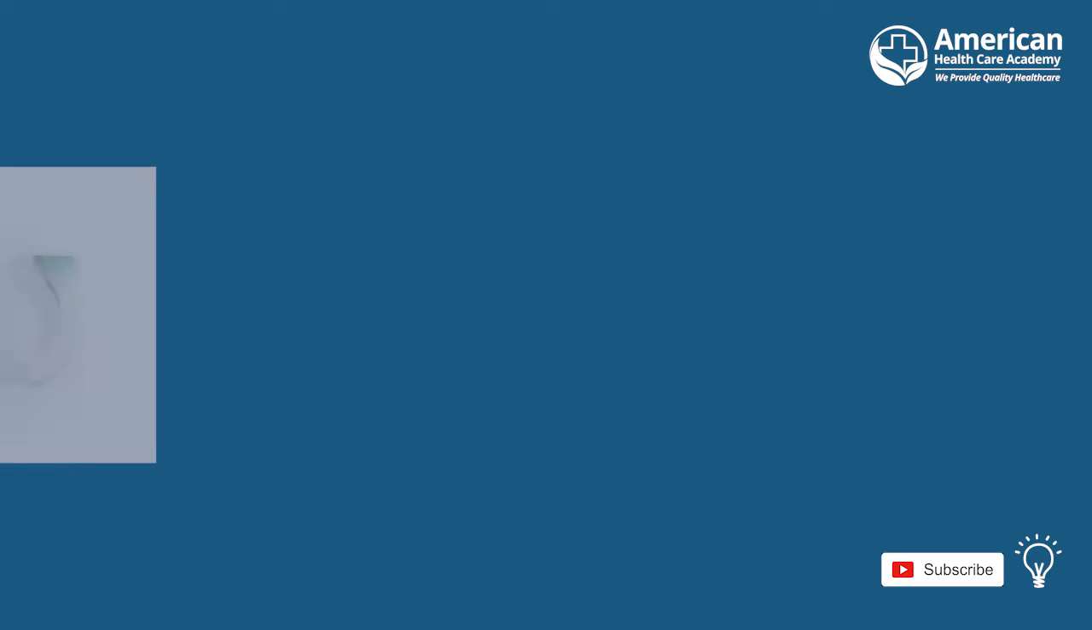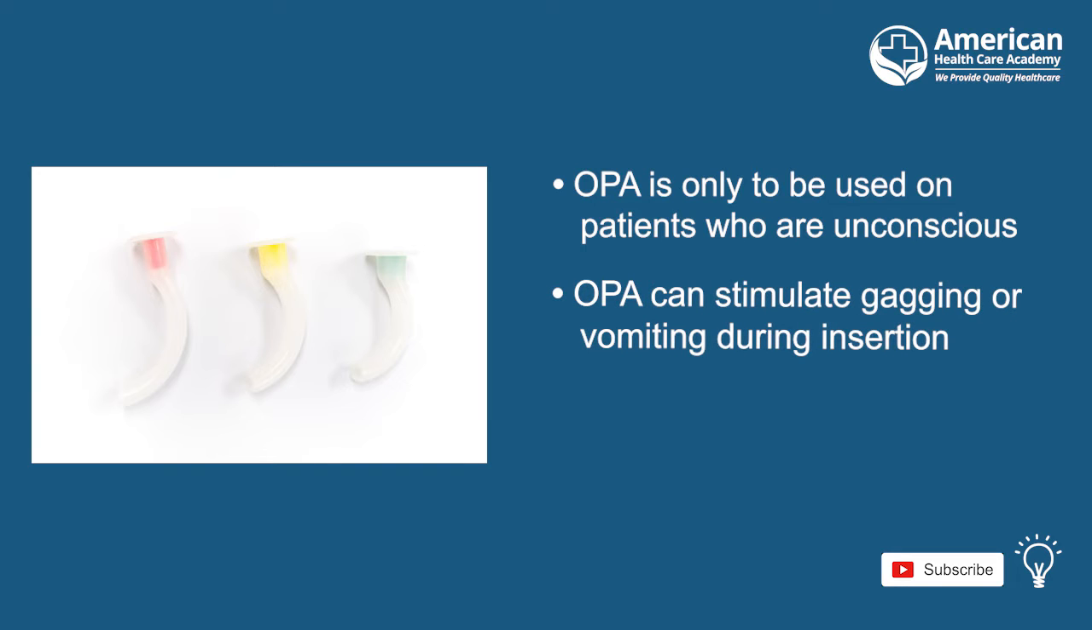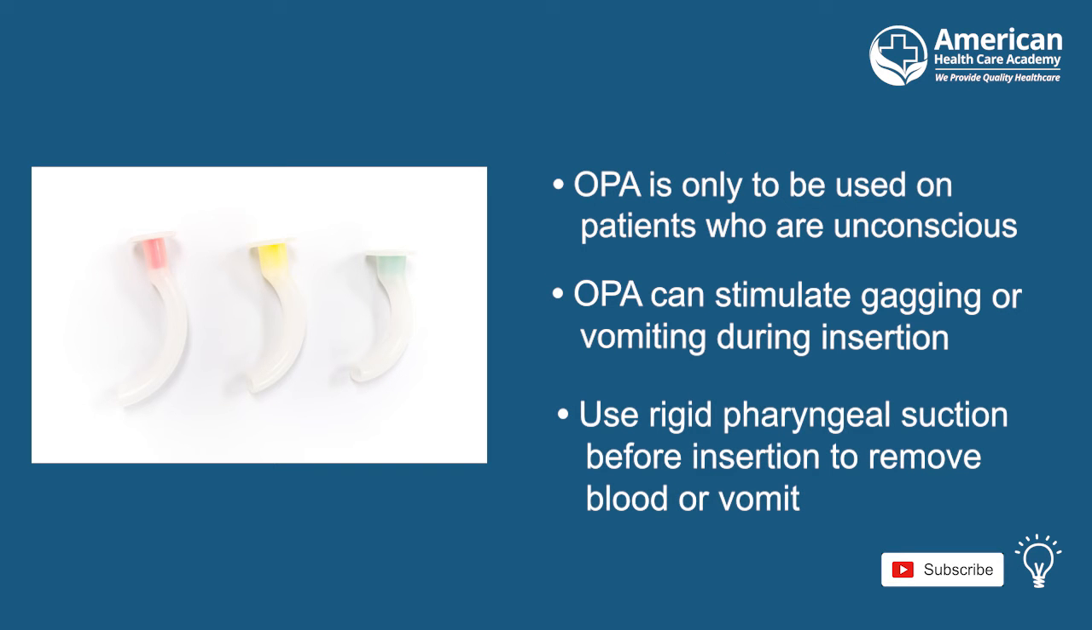Remember to only use the oropharyngeal airway, or OPA, on patients who are unconscious, as the OPA can stimulate gagging or vomiting. Before inserting an OPA on a patient, first ensure that there is no blood or vomit in the pharynx by using the rigid pharyngeal suction.